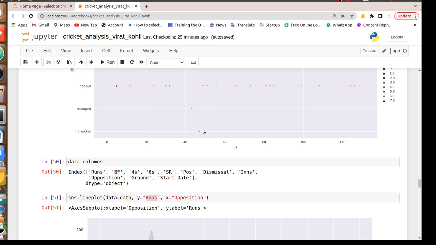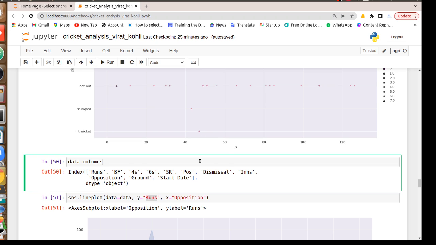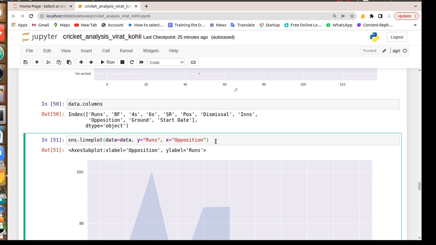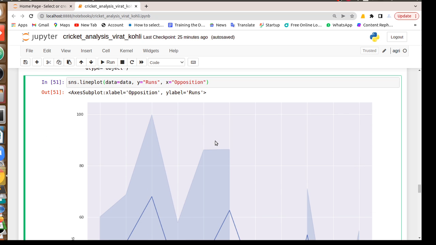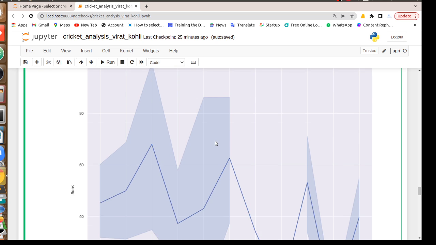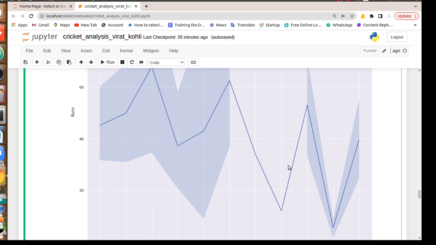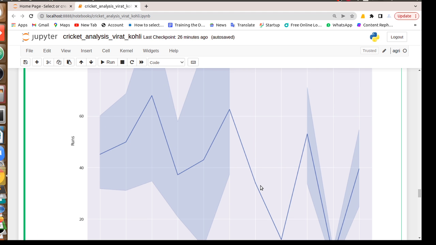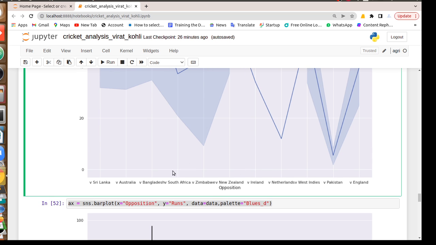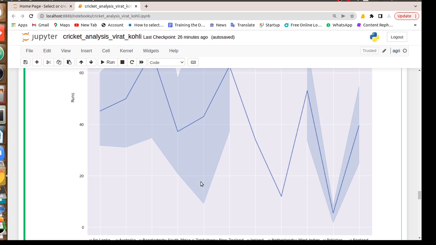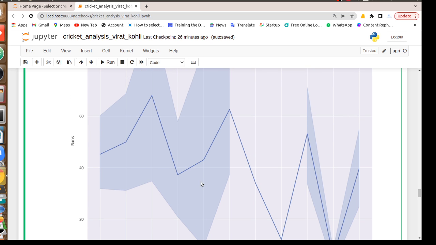If we had so much clear data, we should have analyzed that also. Because of the data restriction, we are analyzing this much information. And here what I am doing is opposition and runs. You may see that for Netherlands and those countries, runs are very few, but that's because he played very few matches. But when you see Australia, Bangladesh, South Africa, Zimbabwe also, India played very few matches.